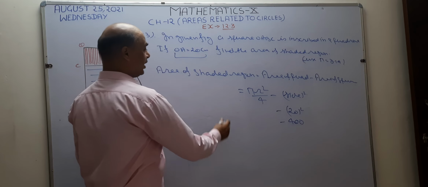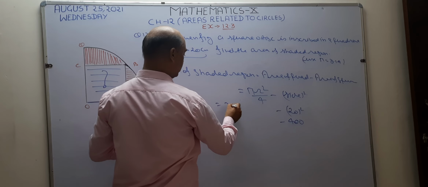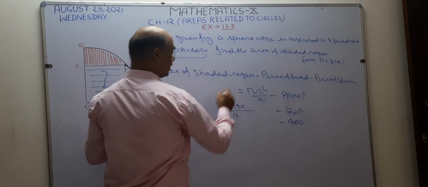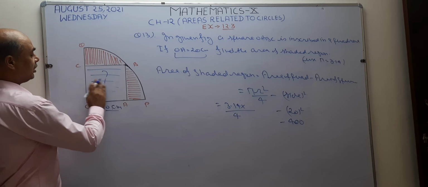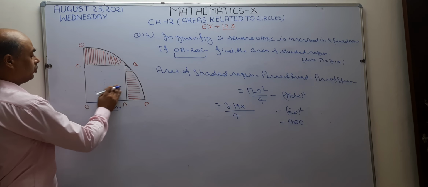Now we are going to find the area of the quadrant. The value of pi we are going to use is 3.14. It is given. Now what is the radius? What is the radius of this quadrant? Okay, this is the main question. In this question, we are going to find the radius of this quadrant. The radius of this quadrant is not given.